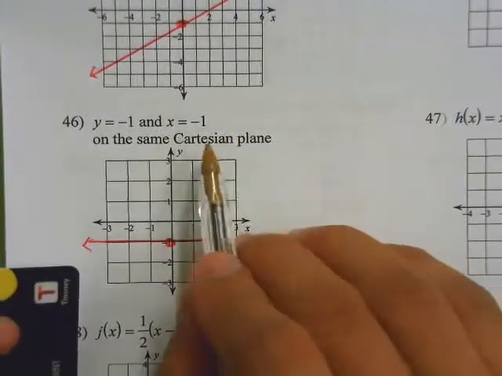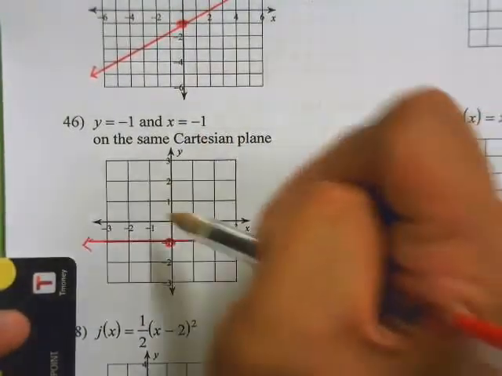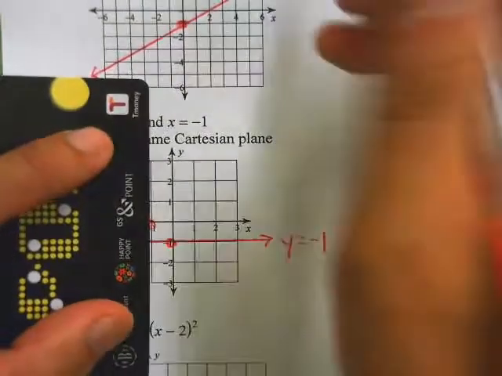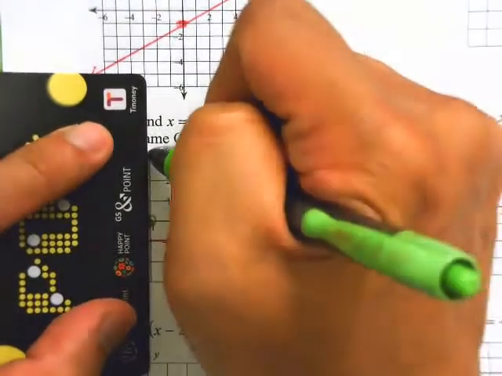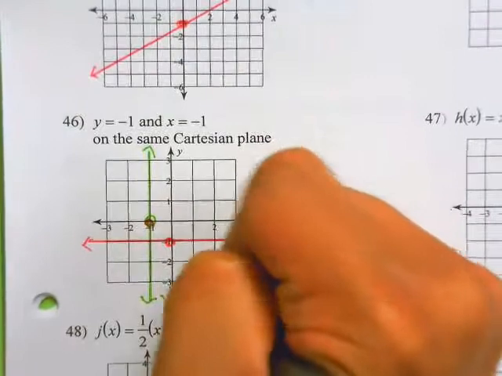So this is y equals -1. And then x equals -1. I start on the x-axis, plot -1, and then go up and down. And you know what? I'm just going to use a different color. So I'm just going to use the light green over here. And this is x equals -1. Okay.